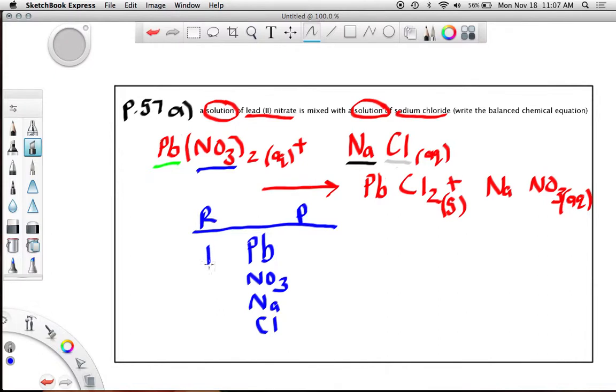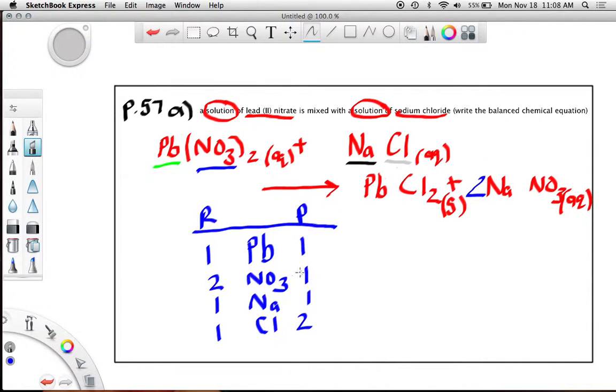Reactant side, there's one Pb, there are two nitrates, there's one sodium and one chlorine. On this side, there is one Pb, two Cl's, one Na, one NO3. Well, I think it's pretty apparent that it's not balanced. I have two NO3s that come from this Pb(NO3)2, which means how many NaNO3s do I have to make on the other side? Two at this point at least.